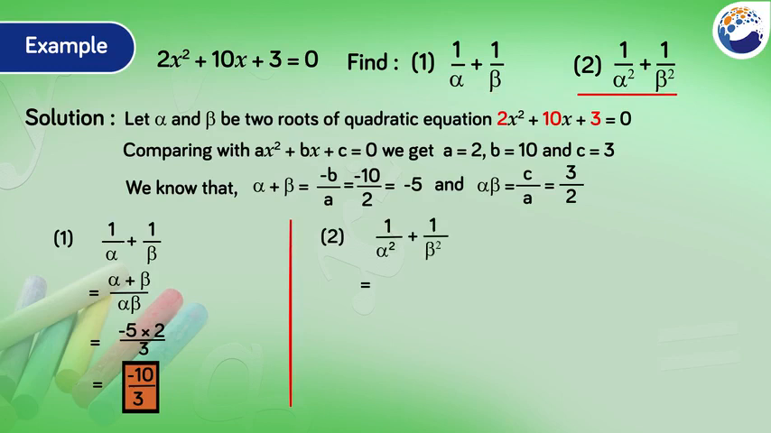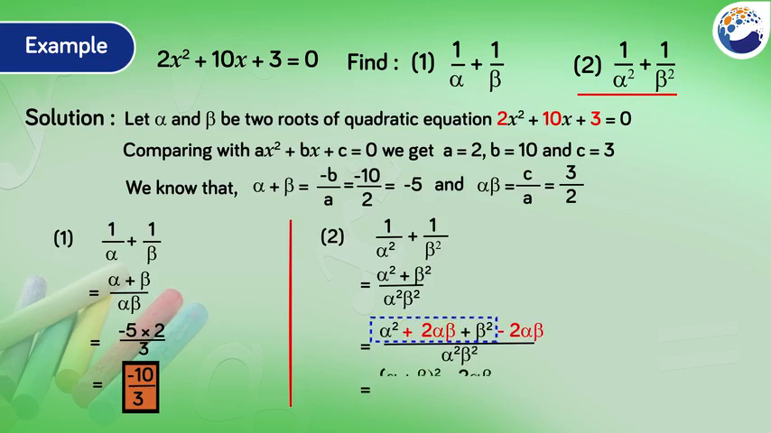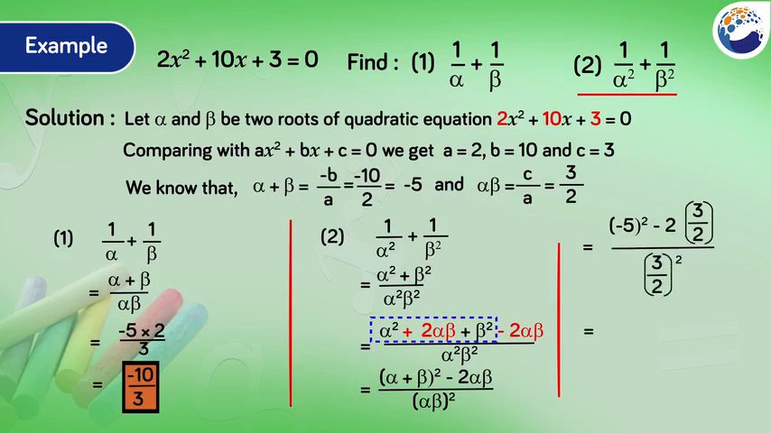Same as above, first we take LCM. It will become alpha square plus beta square upon alpha square into beta square. Now we add and subtract 2 alpha beta. It will become alpha plus beta whole square minus 2 alpha beta upon alpha into beta whole square, which is equal to minus 5 square minus 2 into 3 by 2 upon 3 by 2 whole square, where 2 and 2 cancel out. This implies 25 minus 3 upon 9 by 4, which is equal to 22 into 4 upon 9, that is 88 upon 9.